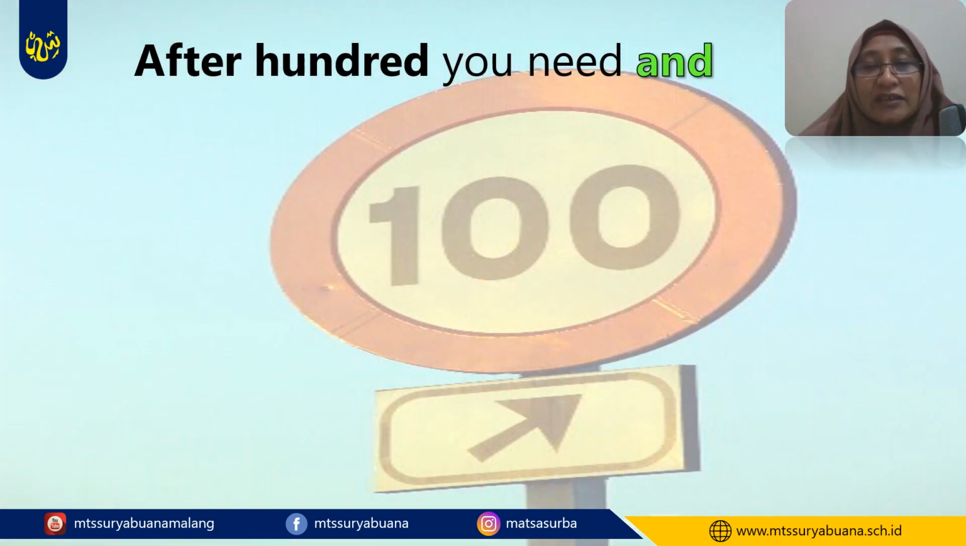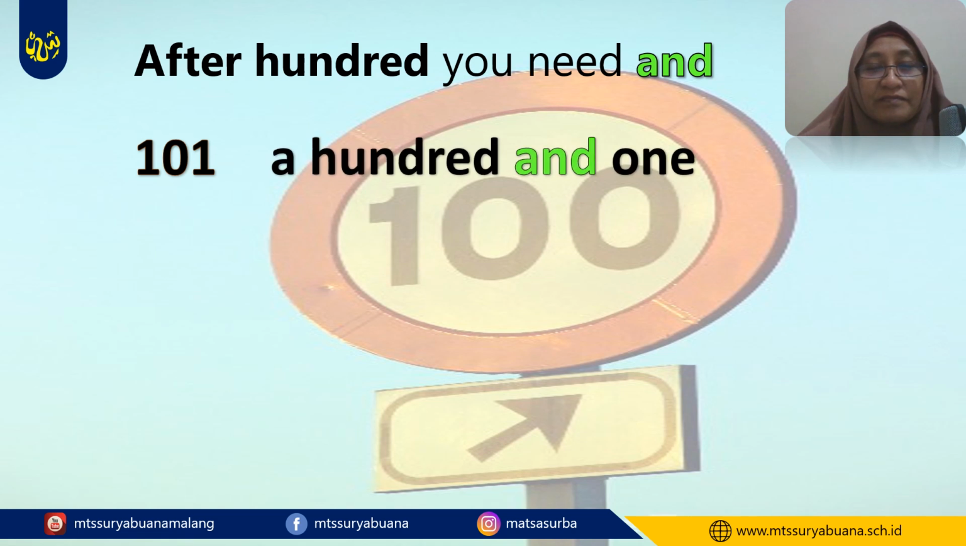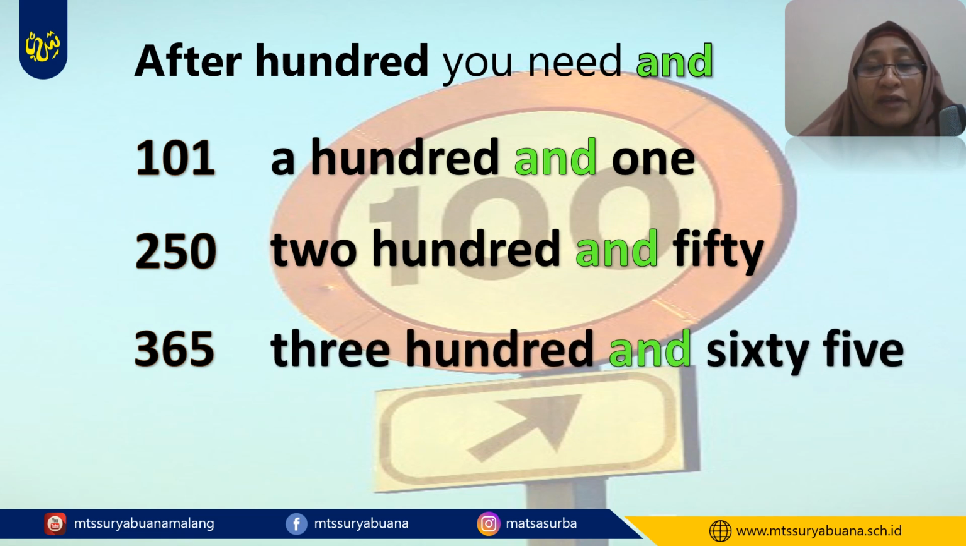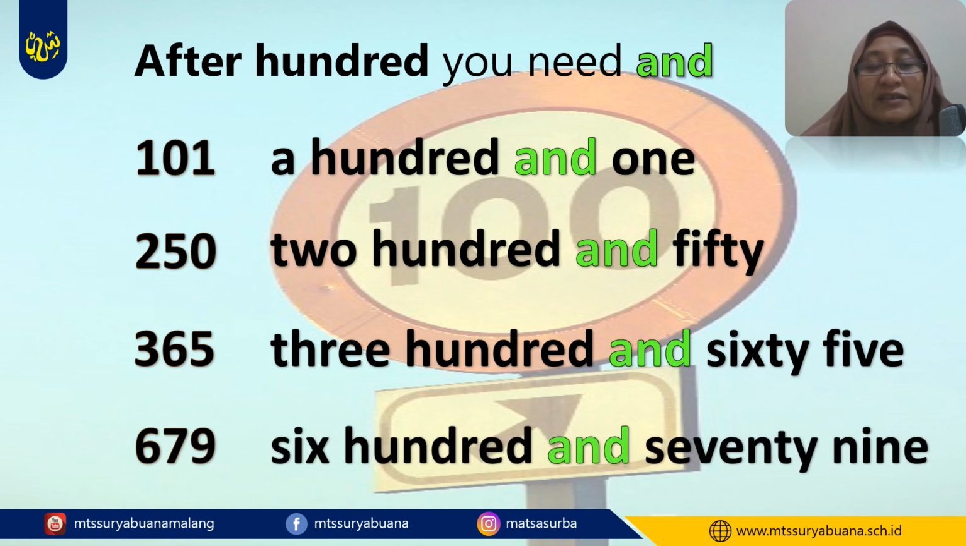After 100, you need and. Look at this number. This is read as 101, 250, 365, 679.